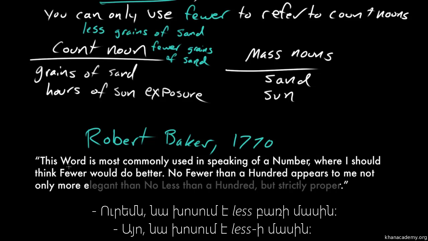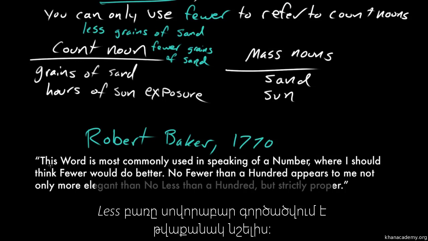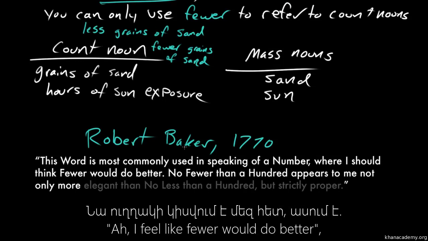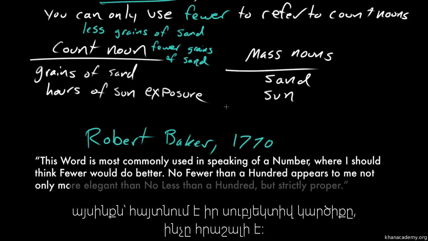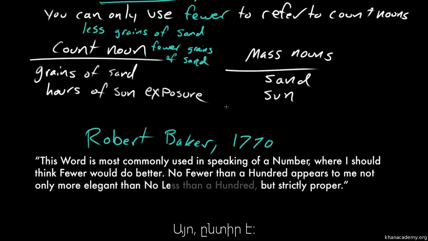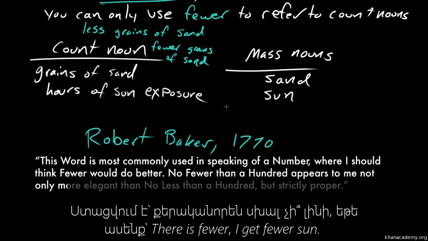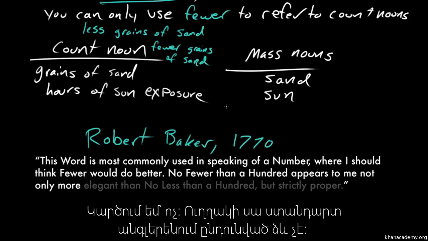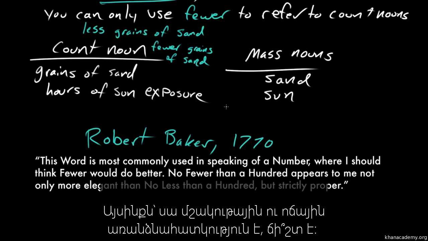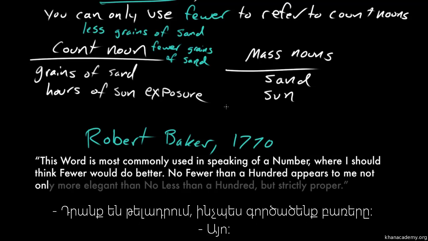So he's talking about the word less. He's talking about the word less. The word less is most commonly used in speaking of a number, and he just thinks, I feel like fewer would do better. So he's going on this gut impulse, which is, for the record, fine. Would you say there's anything ungrammatical about saying I get fewer sun? I guess not. It's just not the way that we speak in standard English. It's just style and culture, right? Right, that dictates the way that we feel about words.